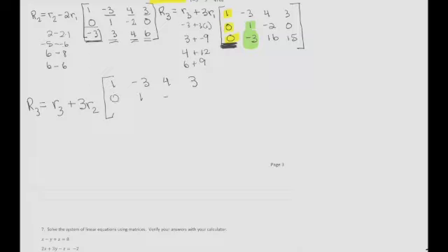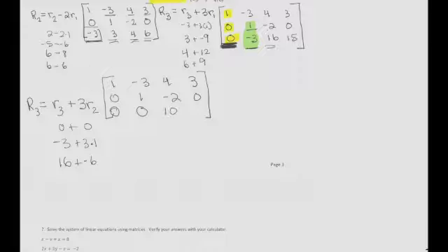Not changing the second row. I am changing the third. So it will be a 0 plus 0 for the first spot. Next, it'll be a negative 3 plus 3 times 1, because you're using this and this, for a 0. The next will be a 16 plus 3 times negative 2, which is negative 6, for a 10. Next one is a 15 plus 3 times 0, which is 0.